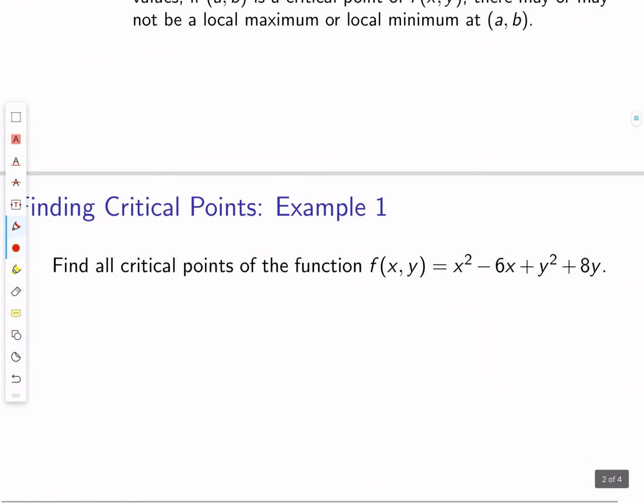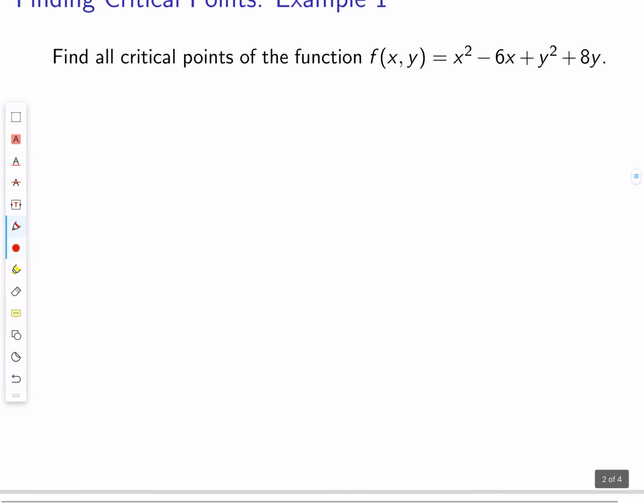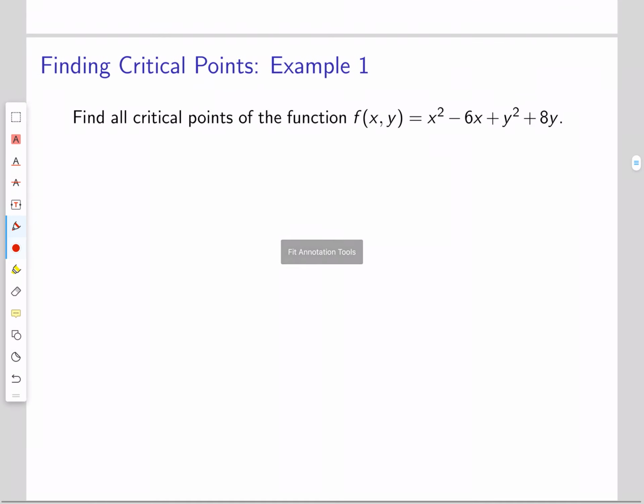I have two examples for you. I have a really straightforward one, and then I have one that requires a little bit more calculation, and then I have a third one for you to try on your own. All right, so here is the first example. I have a function of two variables. f is equal to x squared minus 6x plus y squared plus 8y. First thing we do is find our two partial derivatives.